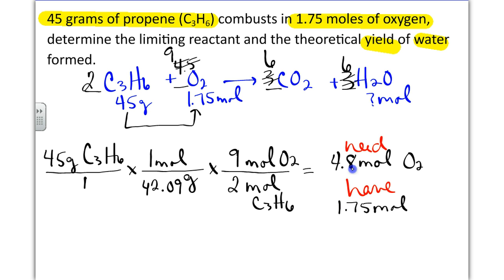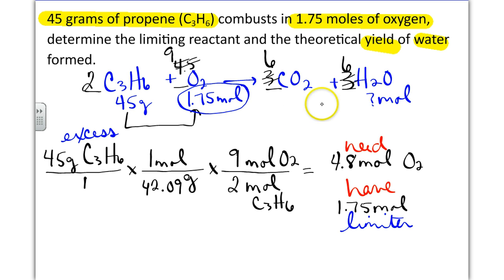So I need 4.8, but I only have 1.75, which implies that I don't have enough. I need 4.8, but I don't have enough oxygen to meet the need. Therefore, my oxygen is my limiting reactant, which means my propene is in excess. Now that we've identified our limiting reactant, you always want to solve any theoretical yields using the limiting reactant. So I'm going to now use 1.75 moles to solve any more problems.